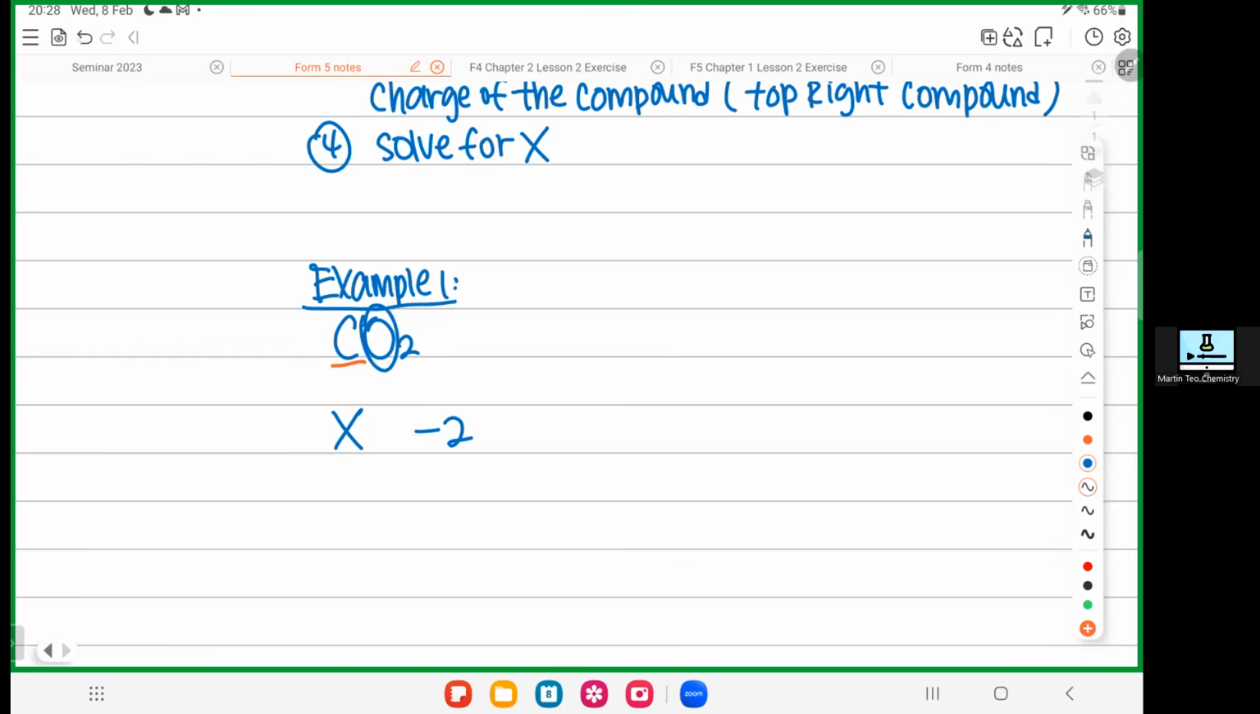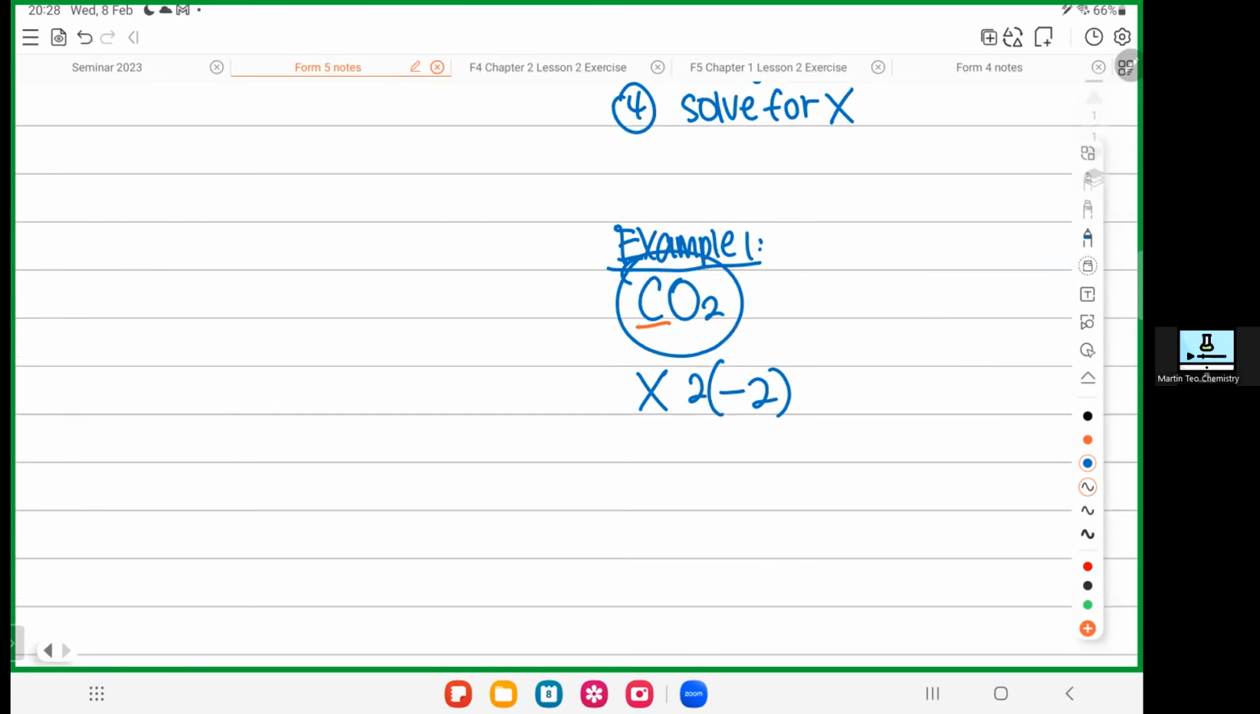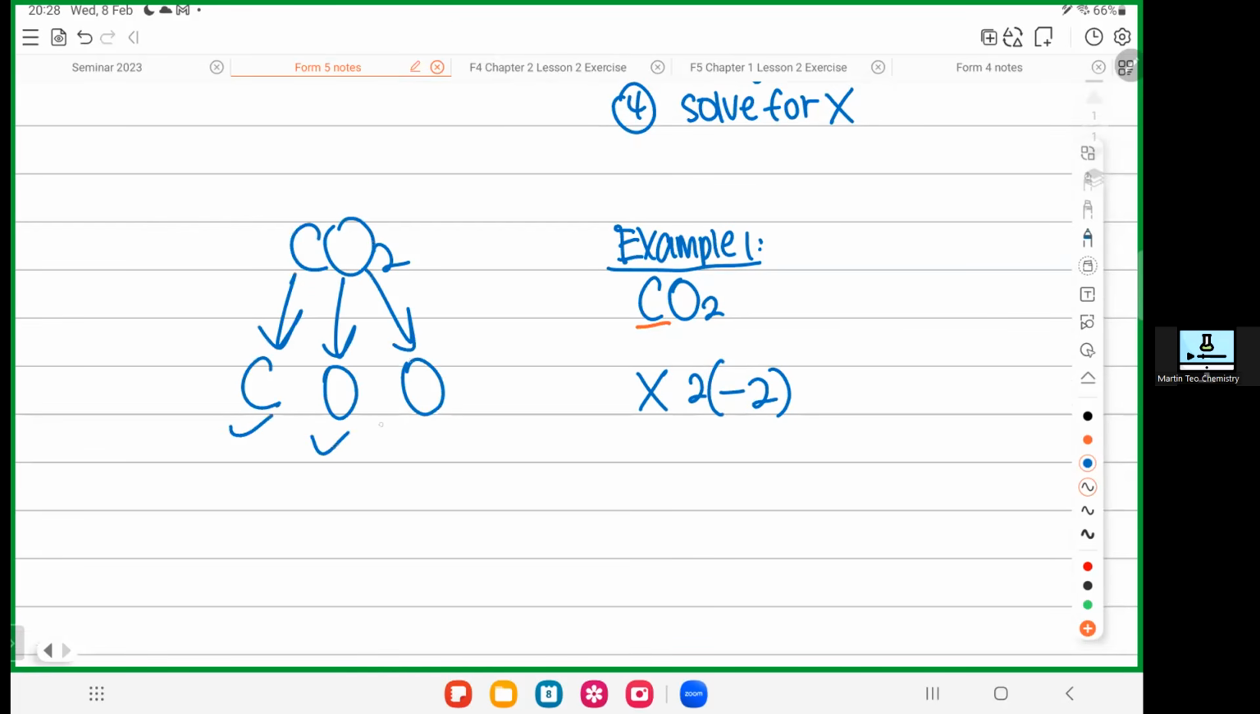How many oxygen do we have? 2 of it, so you must multiply by 2. Why is it? Imagine this, carbon dioxide, CO2, you have a carbon and 2 oxygen. Am I right? 1 C and 2 O. Do I know the oxidation number for carbon?